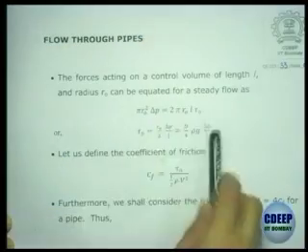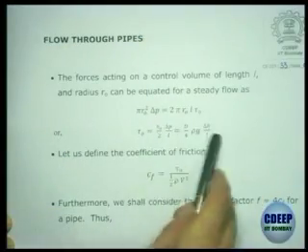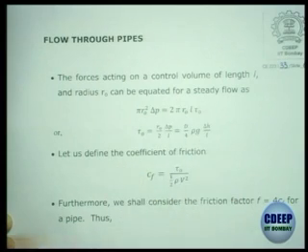What does delta H stand for now? It is the drop in pressure head between this face of the control volume and the other face of the same control volume. So that gives you delta H. We are only talking in terms of different quantities, otherwise the formula is the same.